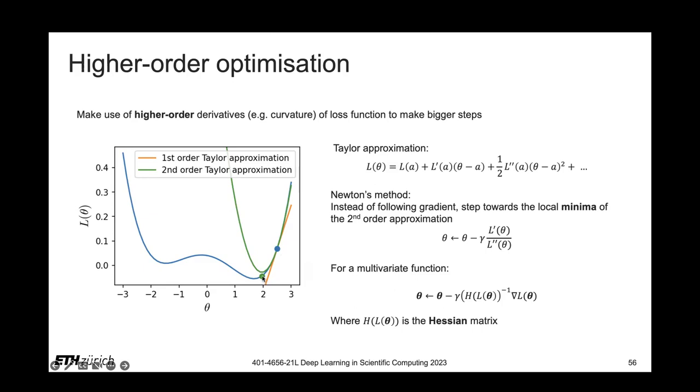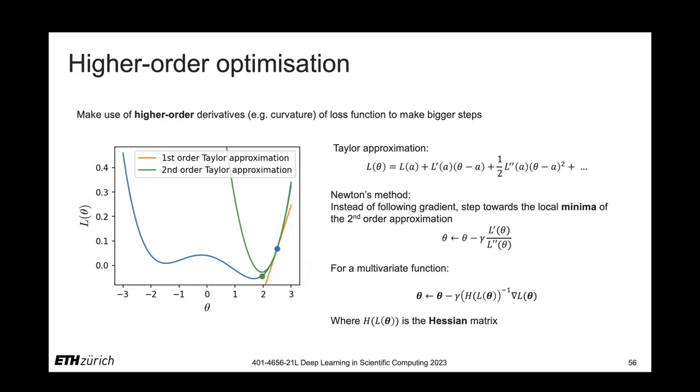So this is known as a second order optimization algorithm. And your update rule, if this is the current value of theta, then we just step towards, and we know analytically where the minima is of this second order approximation. It's just given by the derivative over the second order derivative.